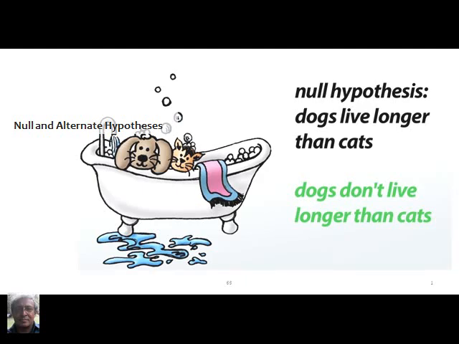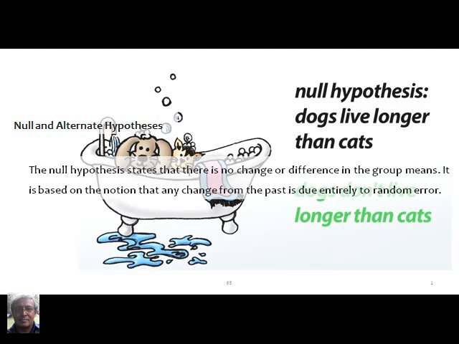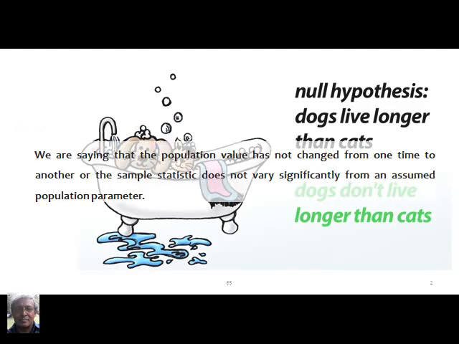Null and alternate hypothesis. The null hypothesis states that there is no change or difference in the group means. It is based on the notion that any change from the past is due entirely to random error. We are saying that the population value has not changed from one time to another, or the sample statistic does not vary significantly from an assumed population parameter.